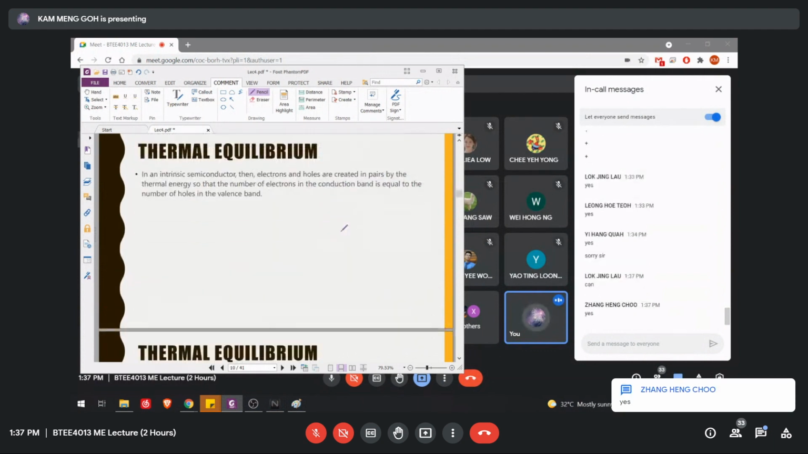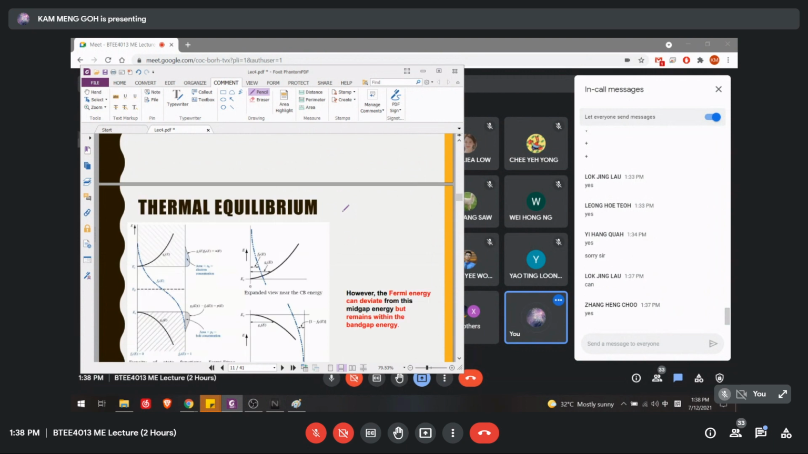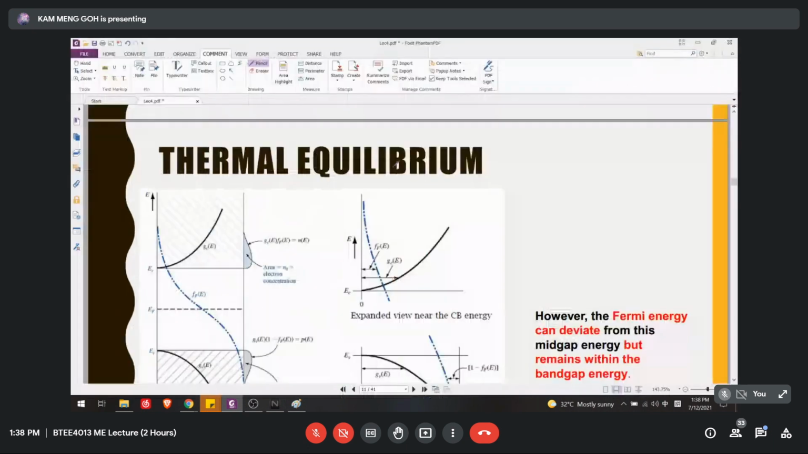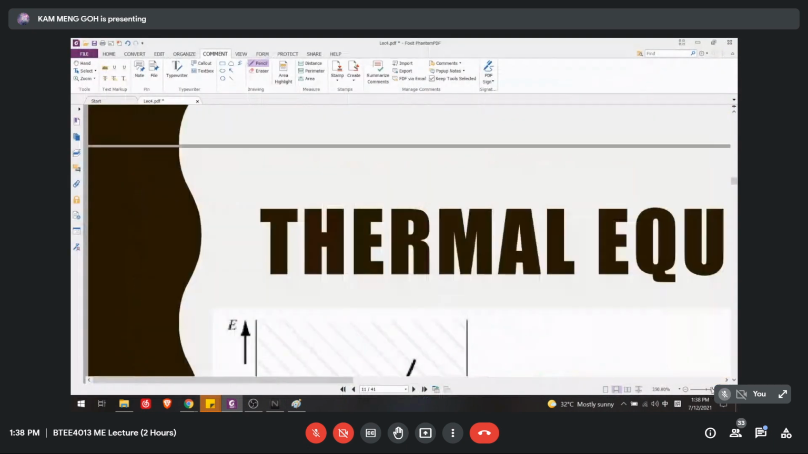Okay, so let's see. In an intrinsic semiconductor, the electron and hole are created in pairs. This one I mentioned already. Okay, let's see this diagram.